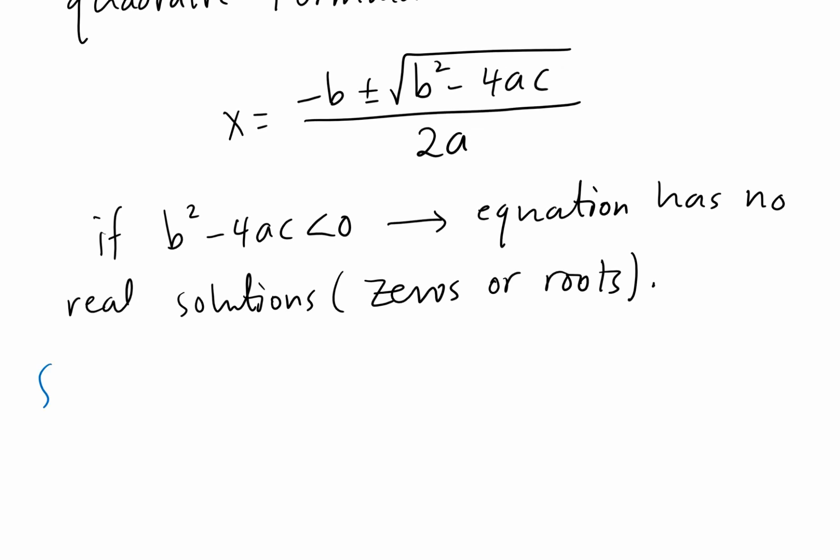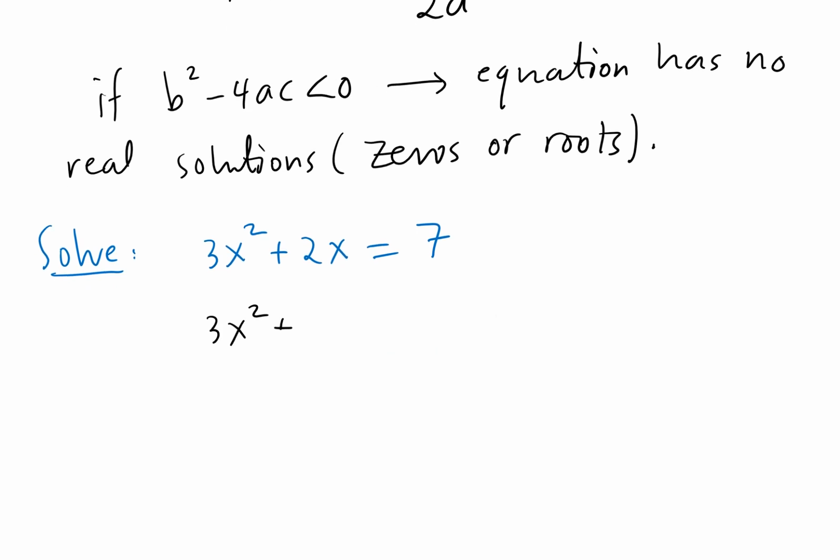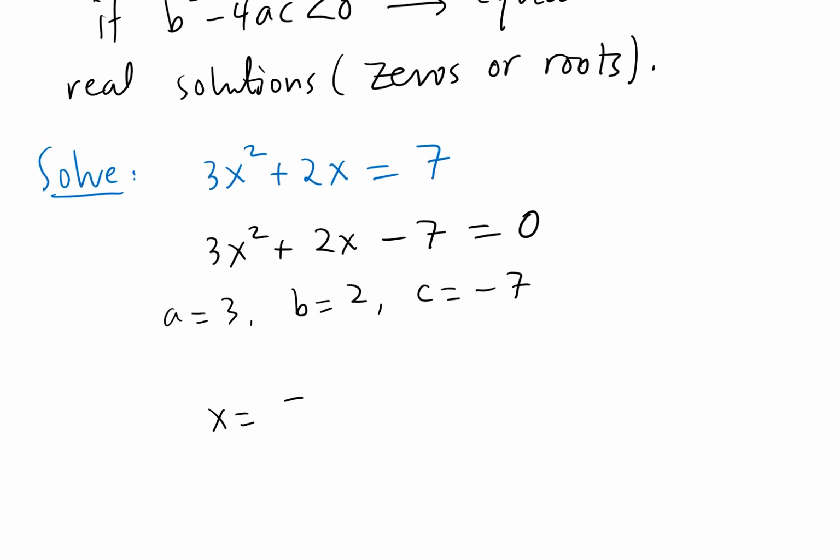So if we are asked to solve 3x squared plus 2x equals 7, what do we have to do for this? Well, we first have to make sure every time you have a quadratic, set everything equal to 0. So subtract 7 on both sides. And of course, you can try to factor it out. It's probably not going to work out. So A here is 3, B is 2, and C is negative 7. You can use the quadratic formula. X equals negative B plus or minus the square root of B squared minus 4AC over 2A.